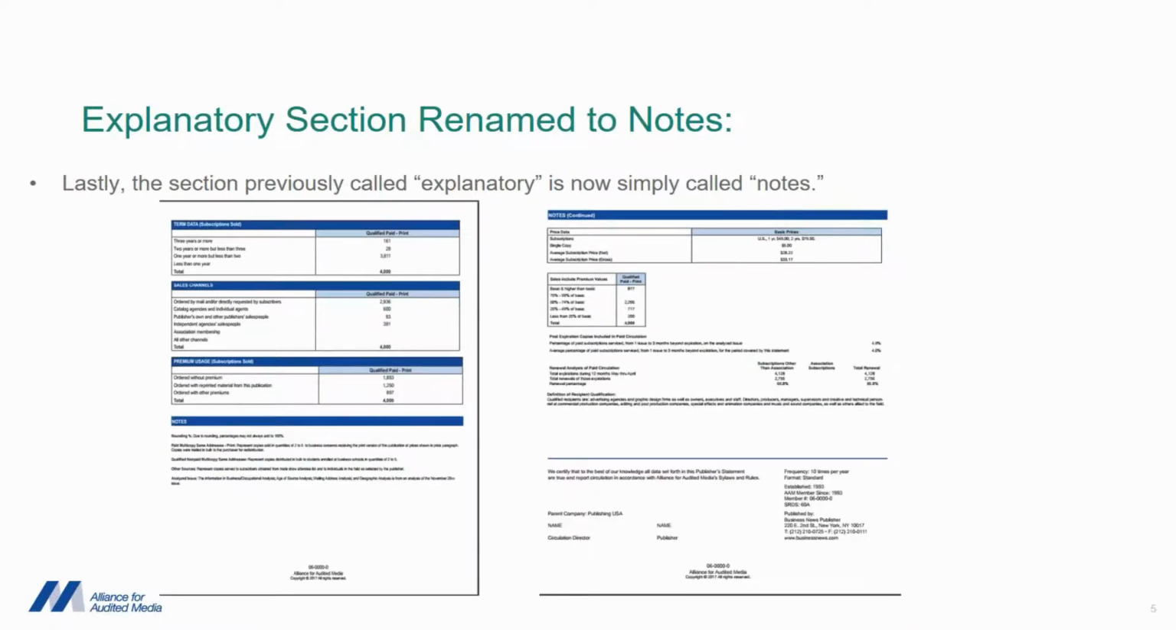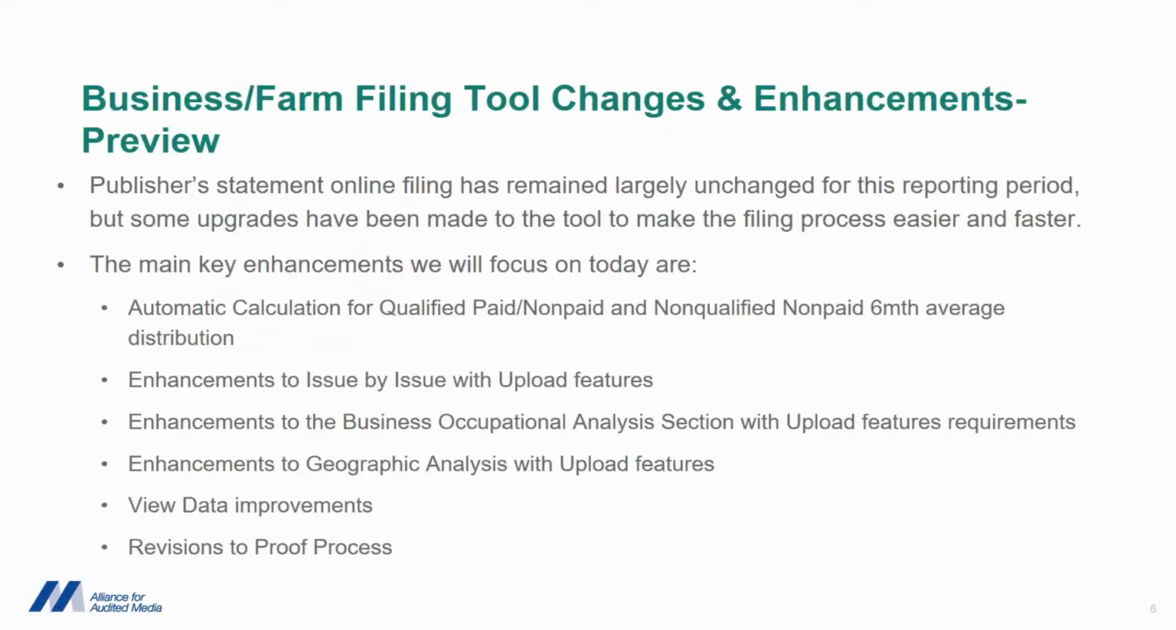Next, speaking of the explanatory section, it has had a minor change too. It has now been renamed to notes. Instead of being an explanatory section, it is now referred to as notes. The main reason for this change is consistency across all divisions. The newspaper and magazine divisions have this explanatory as notes, so for the business and farm publications, for consistency purposes in our database, we are having this renamed as notes. That's the only main change that occurred with the explanatory section.